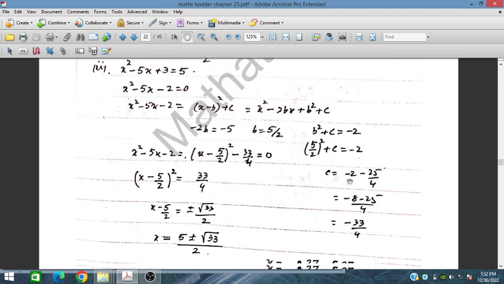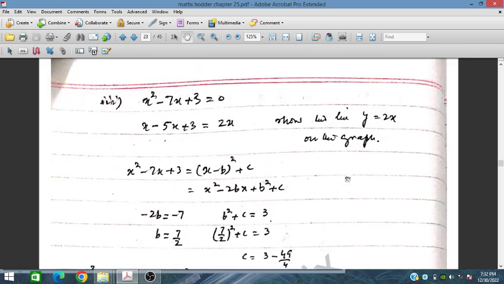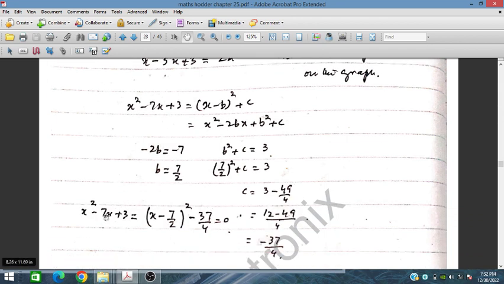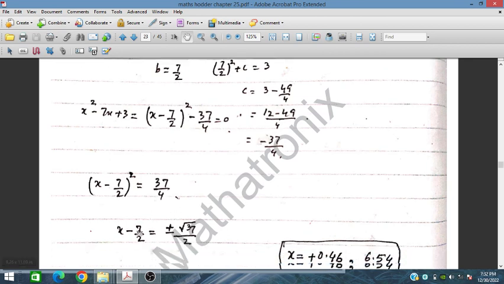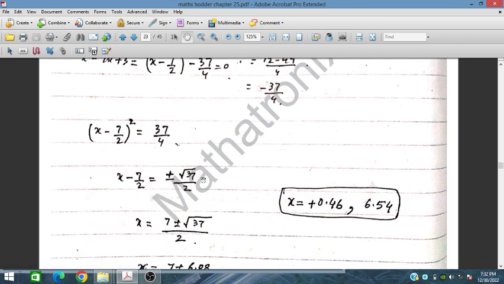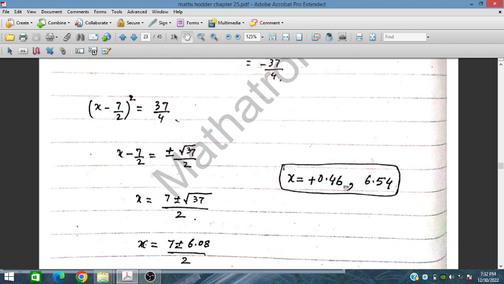Question number 3, part 3. Here we have x square minus 7x is this, and this is minus 5 is equal to 2x. So from this equation, it can be obtained as x square minus 7x plus 7 by 3, x is equal to plus minus under root 37 divided by 2, so it gives 0.46 and 6.54.